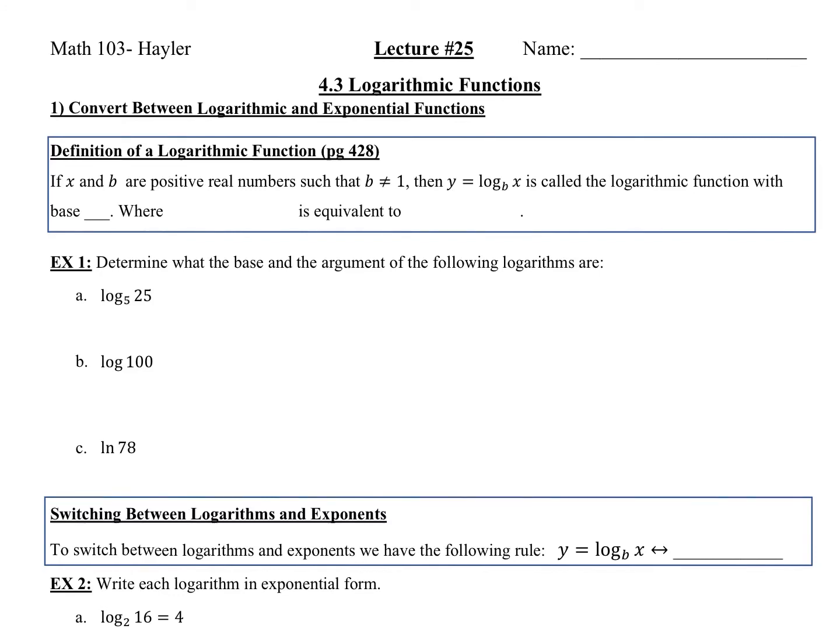Welcome to Lecture 25, 4.3, Logarithmic Functions. Alright, so first objective, convert between logarithmic and exponential functions.